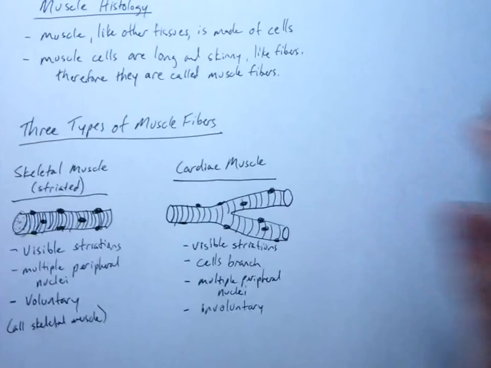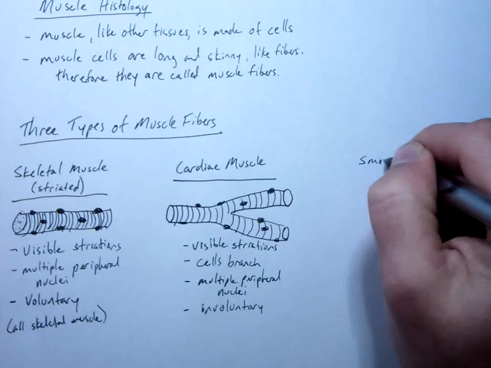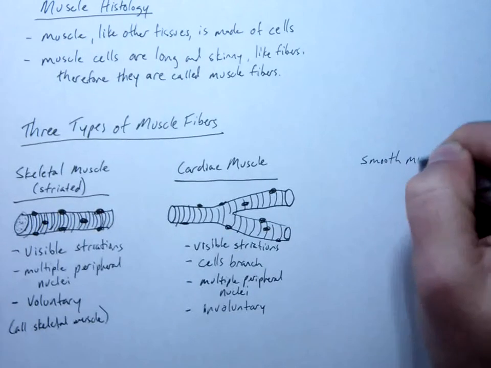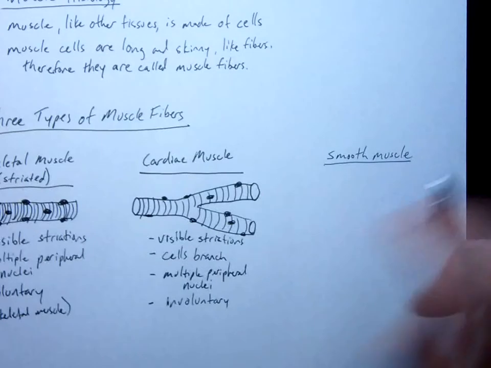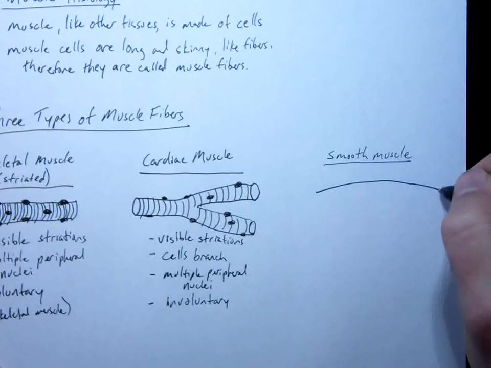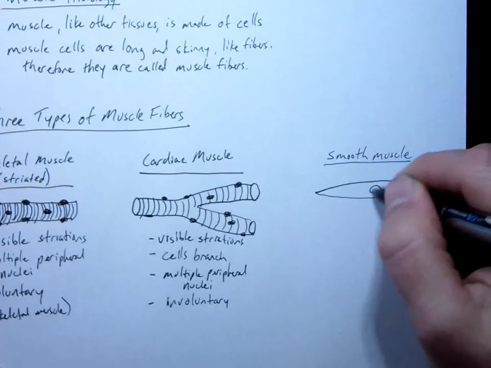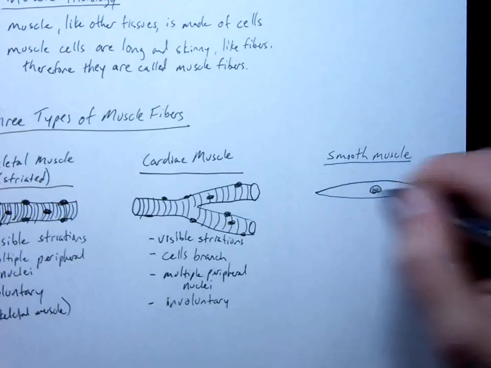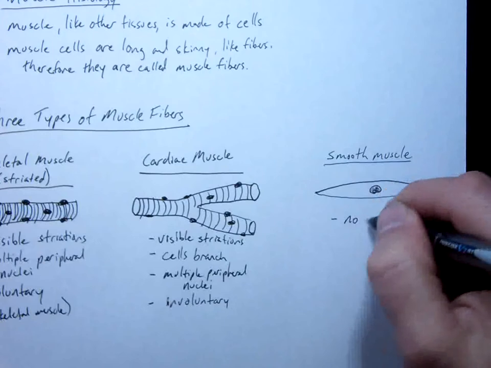The last kind is smooth. It's really smooth looking. They called it smooth muscle. This one looks really different than the other guys. One of these things is not like the other. Looks like an eyeball, like really kind of squinted. No striations.